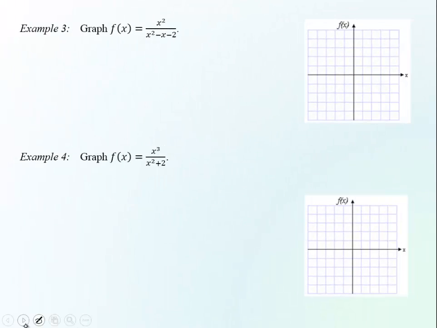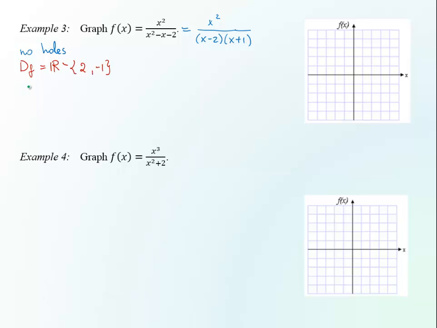Okay, we have 2 more equations to graph, 2 more functions to investigate. The first one, if we follow the steps, we're supposed to factor the denominator first. So we have x minus 2 times x plus 1. This time we don't see any holes because there are no common factors. We have no holes. Okay, let's list the domain. Domain of f is all real numbers except for the ones that make the denominator 0, so it's 2 and -1.